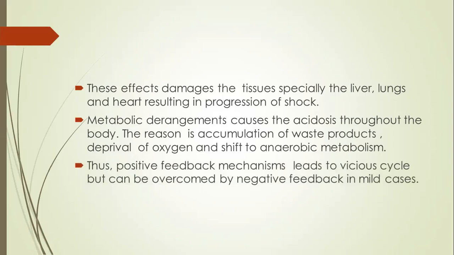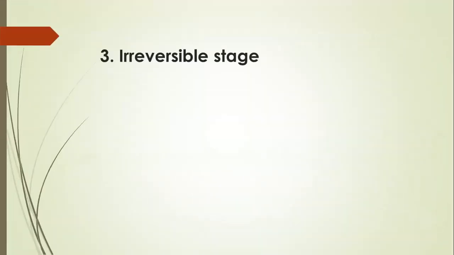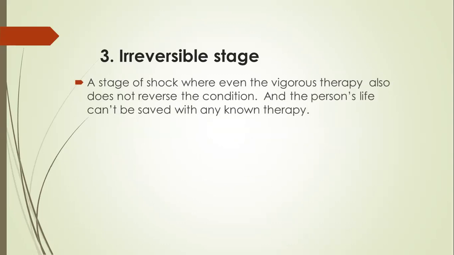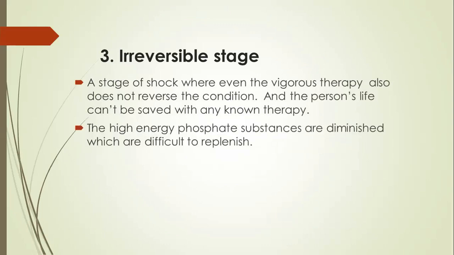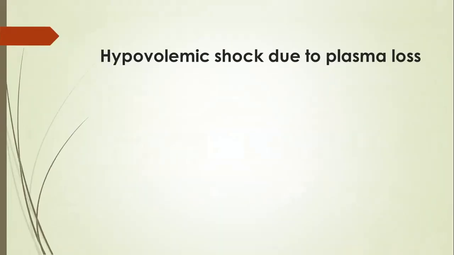Thus, the positive feedback mechanism leads to a vicious cycle, but sometimes we can overcome it by negative feedback if it is a mild case and if you are giving vigorous therapy at this particular condition, so it can come out of the shock condition. Otherwise, this condition leads to the last stage, which is known as the irreversible stage. Now, what happens here? Even if you are giving vigorous therapy, it will not reverse the condition and it cannot save the person's life. Why is this seen? Because the high energy phosphate substances are diminished and very difficult to replenish. So the body has completely lost all these things.